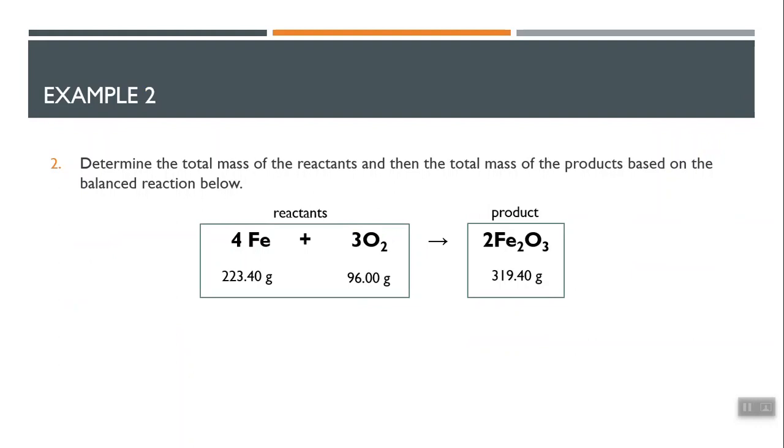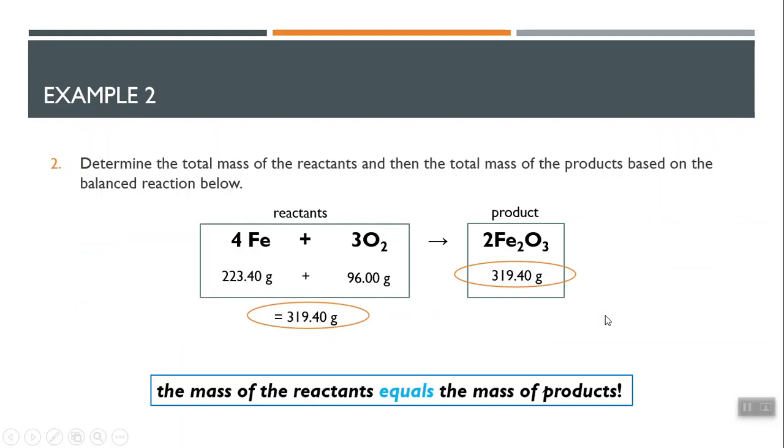So we want to add up the total mass of the reactants because we have 2 different reactants, right? So we add it up and we get a total of 319.40 grams. We don't need to do anything for the product because there's only 1 substance for the product. So what do you notice about these 2 masses? Right, they're equal. So the mass of the reactants equals the mass of the product. We just proved the law of conservation of mass.